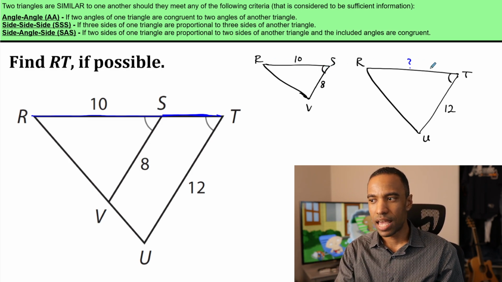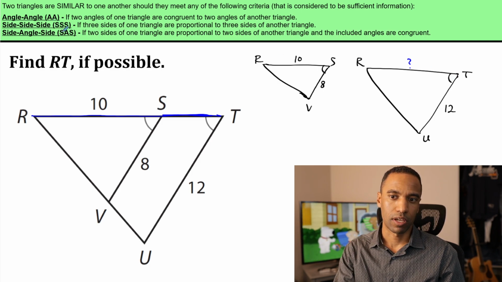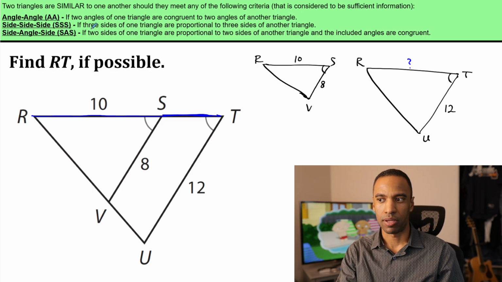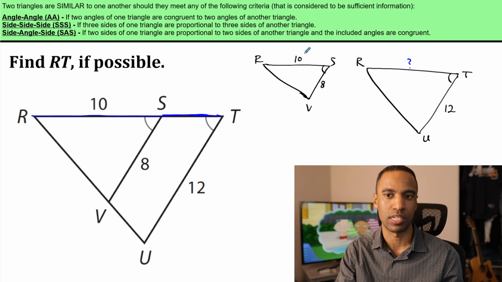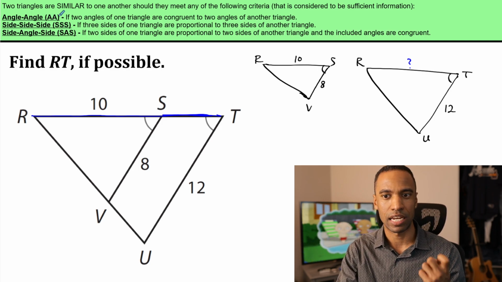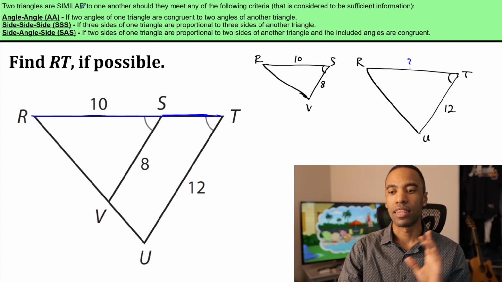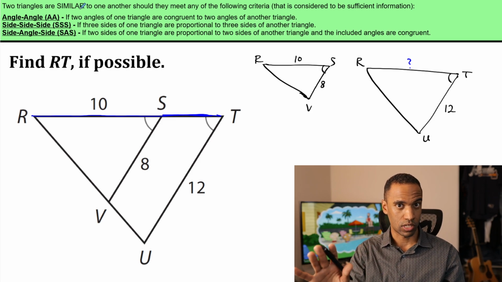We have one set of angles right here, congruent. Now, you're going to learn something called side angle side soon that you're going to be able to use. We can't use it here, though, because we don't have both sets of sides proportional, because we don't know what RT is. We do want to see if we can find another angle congruent here. And there are two different ways that we can do it once again.